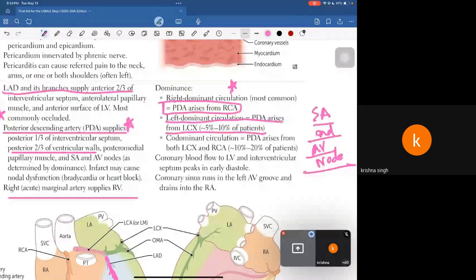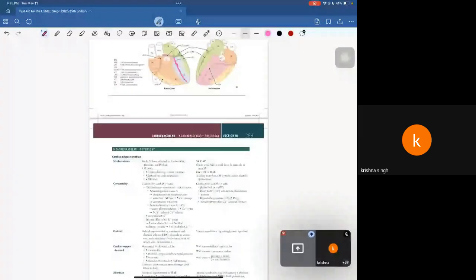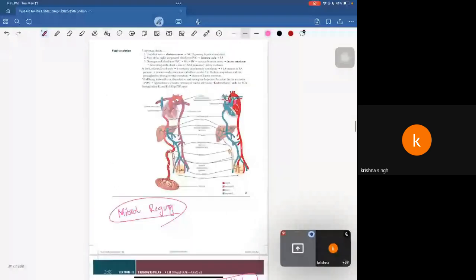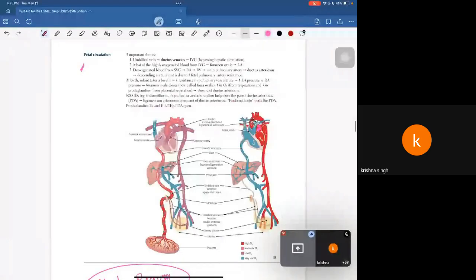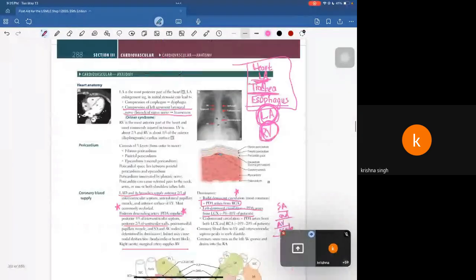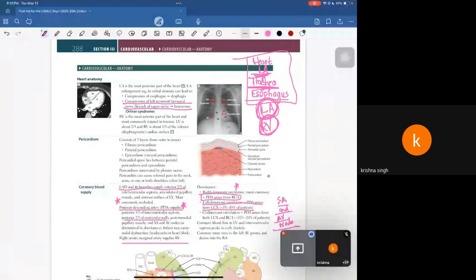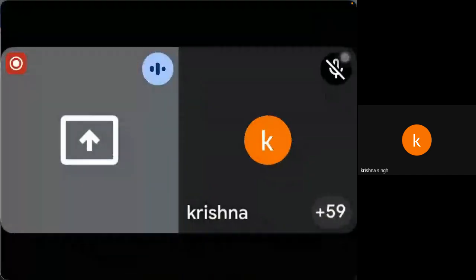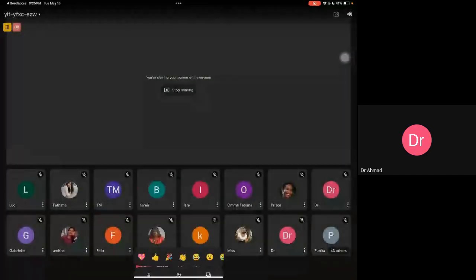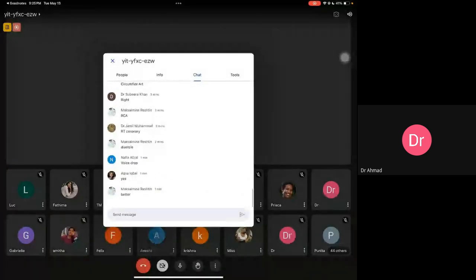So, guys, this was it for anatomy, and tomorrow we'll continue. We want to do the fetal circulation together with the pathologies of the heart, the developmental genetic pathologies of the heart, congenital heart anomalies. So we will continue with that. That's it from me for today.